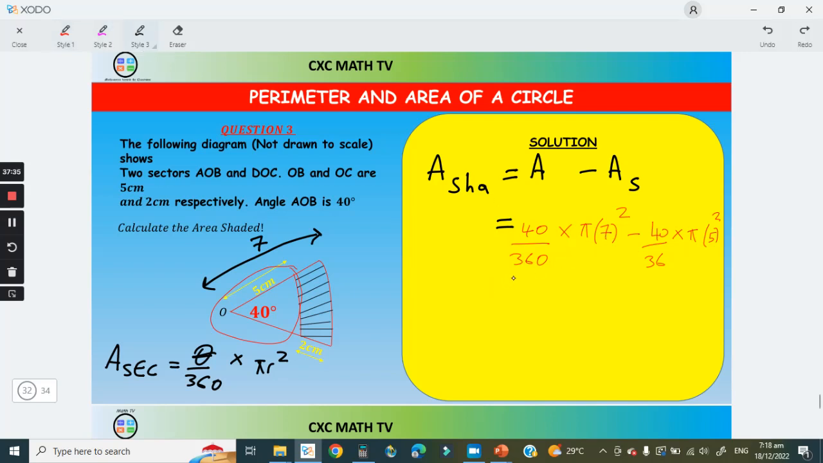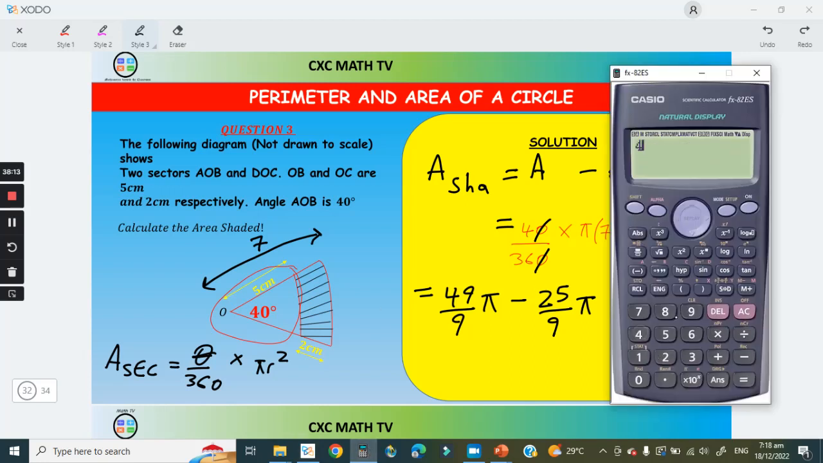You can put everything in the calculator one time. I'm going to cancel the zeros. And I realize 4 over 36 is 1 over 9. So 1 over 9 times 7 squared. 7 squared is 49. So that's 49 over 9 pi minus, this is 1 over 9, but 5 squared is 25. So that's 25 over 9 pi. Then when I subtract, 49 minus 25 is 24. So I get 24 over 9 pi. And I put that in my calculator.